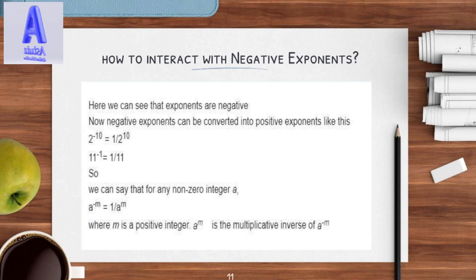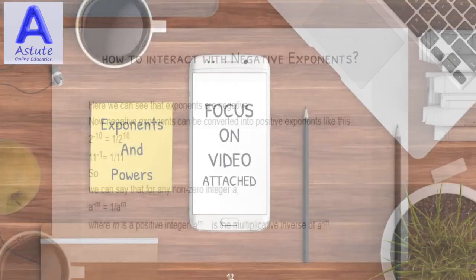11 to the power minus 1 is equal to 1 by 11. So we can say that for any non-zero integer a, a to the power minus m is equal to 1 by a to the power m, where m is a positive integer. A to the power m is the multiplicative inverse of a to the power minus m.